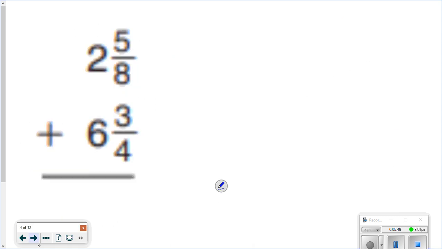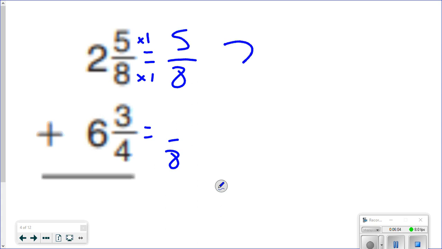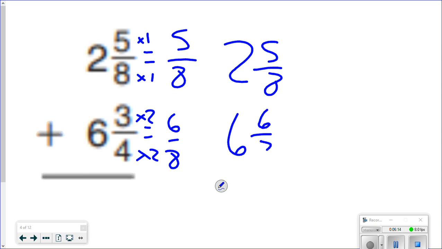So we're going to be adding. The nice thing about this, we're adding 2 and 5/8 plus 6 and 3/4. They already have the problems stacked for us, which is really convenient. We've got to find common denominators. This is out of 8. 8 times 1, 5 times 1 is 5/8. So this top problem is 2 and 5/8 plus 4 times 2 is 8, 3 times 2 is 6, 6 and 6/8. If I add these up, I get 2 plus 6, the big numbers, which is 8. 5 plus 6 is 11 over 8.